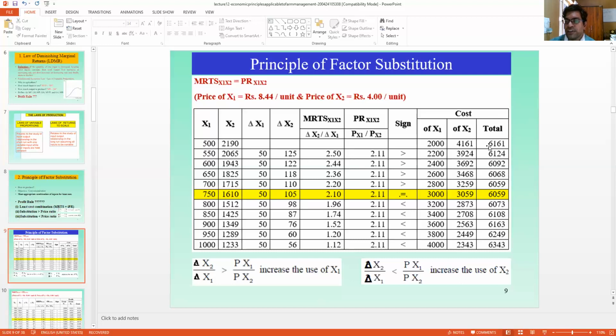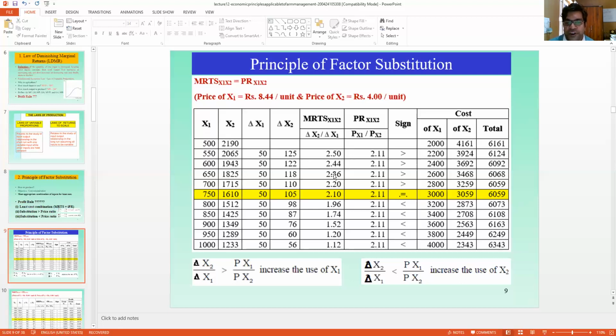So total cost is from rupees 6161, then we have 6343, then we have 6059. So 6059 is the least cost. So this is the least cost combination. So least cost combination of the resources producing same output. So the same output can be produced at a least cost when we are using 750 units of x1 and 1610 units of x2. This is the least cost way of producing output.